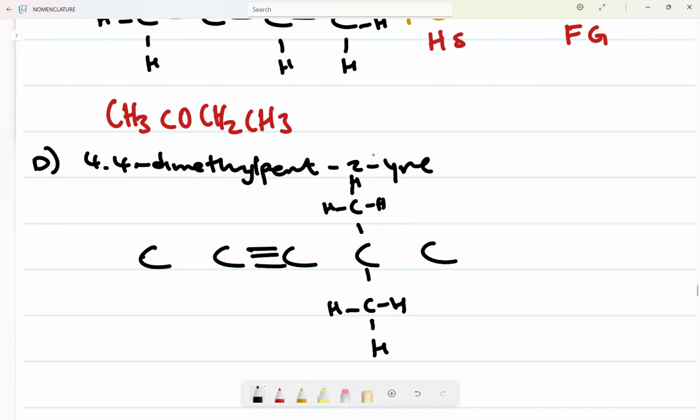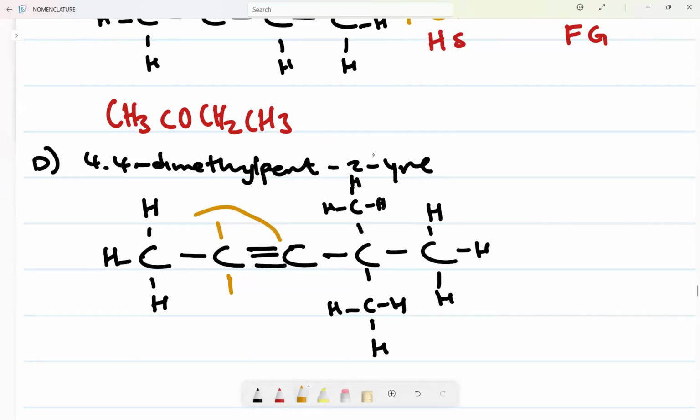H, H, H. No H here, no H here. Just a bond like that. Why am I saying no bond here? Because if I add this, can you see now, this carbon will have more bonds than it's supposed to have. So when I count for this carbon, it's going to be 1, 2, 3, 4. So they are enough. I'm done. This is the structure.